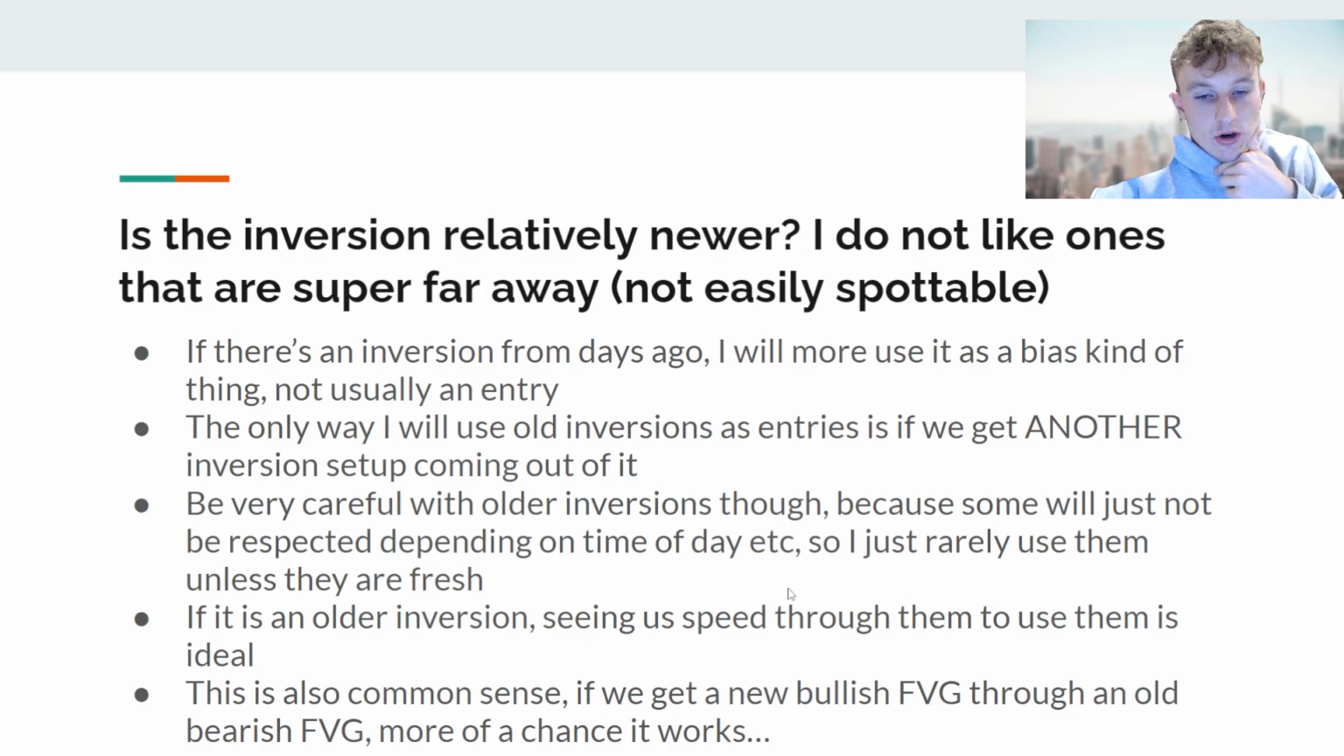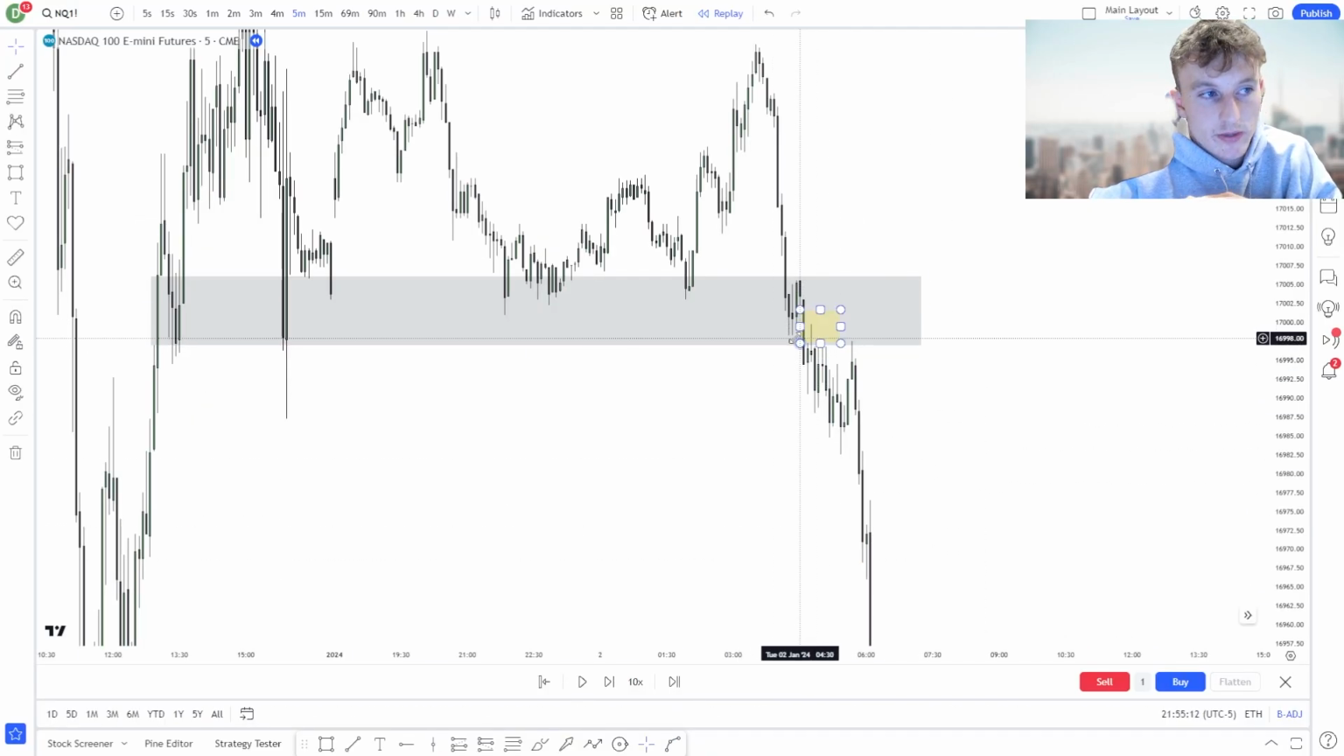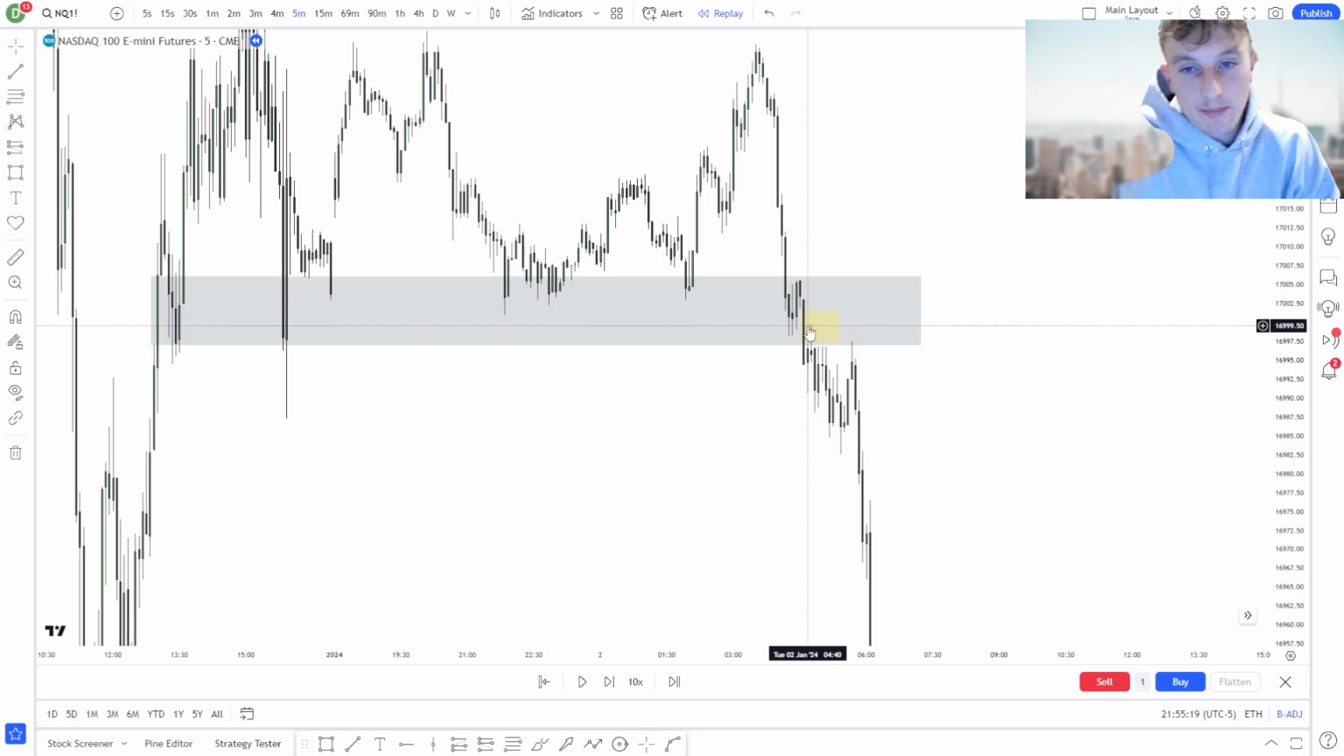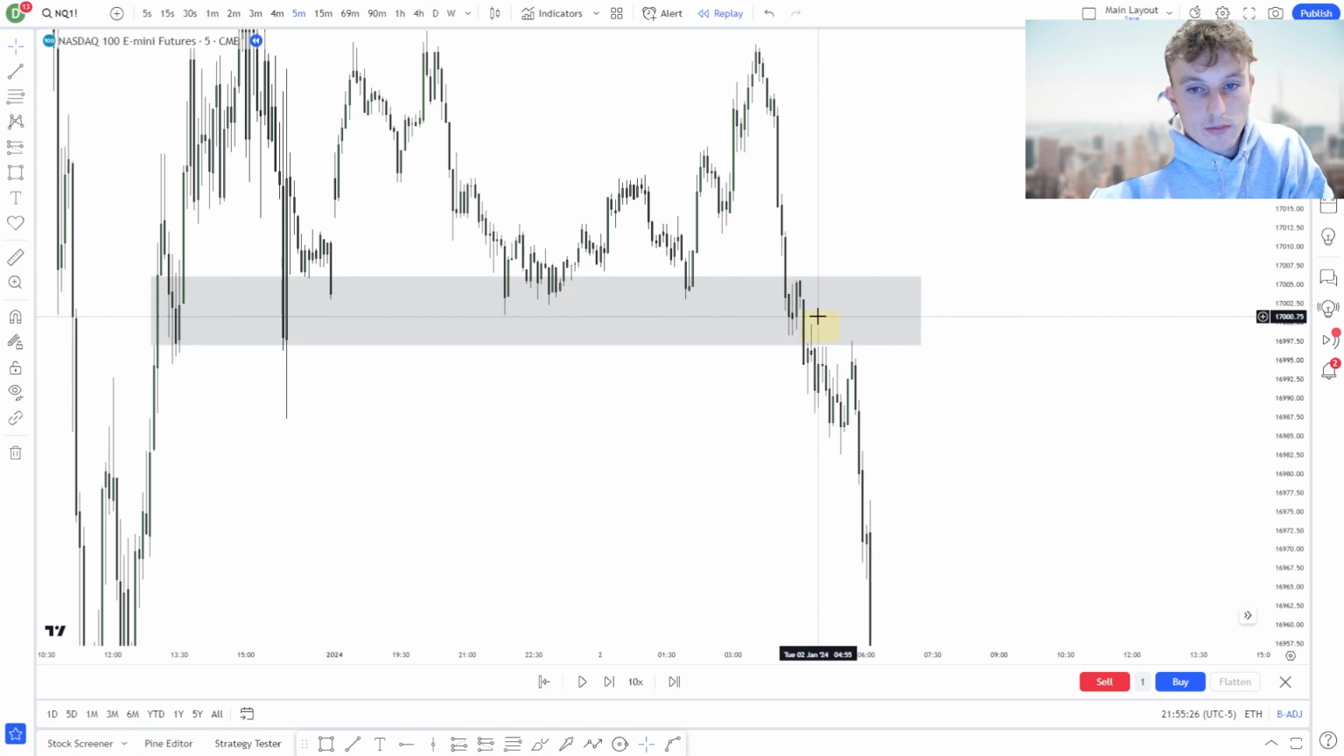If it's an older inversion, seeing us speed through them, like I said, is ideal. If we consolidate through them, it probably doesn't matter. And it's also common sense. If we get a new bullish fair value gap through an old bearish fair value gap, there's more of a chance it works, right? So this one obviously works because we get a bearish fair value gap here, versus this, which probably wouldn't have worked if we didn't get a bearish fair value gap here. Maybe it would have, but it wouldn't have been smart to enter because we don't have another bearish fair value gap coming through here, all right?